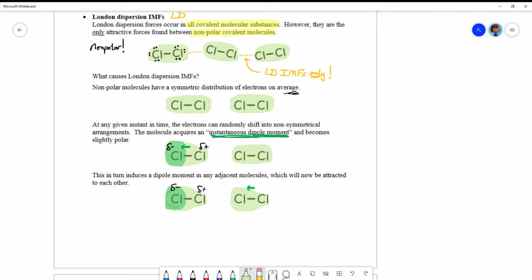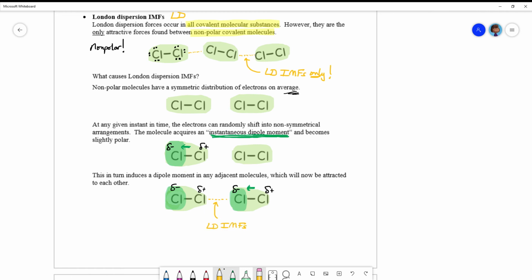So we get a non-symmetric distribution over here in response to the first molecule. And once again, we get more electrons on this side because they're trying to rush over to be close to that positive end. And of course, this gives this a negative end and this a positive end. And so because we have caused these very tiny dipole moments, the molecules can finally be attracted to each other, positive end to negative end, where these attractions are our London dispersion interactions.